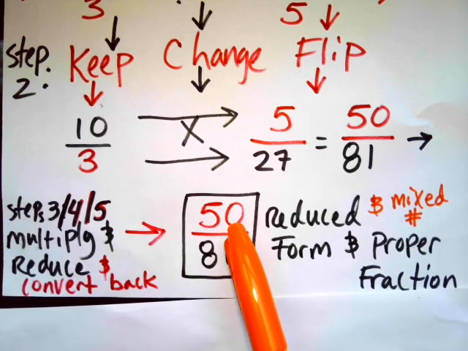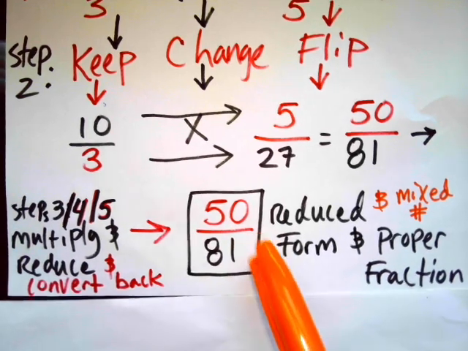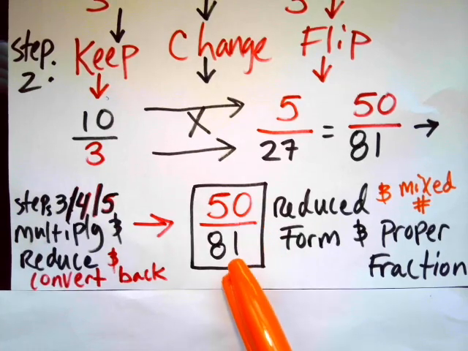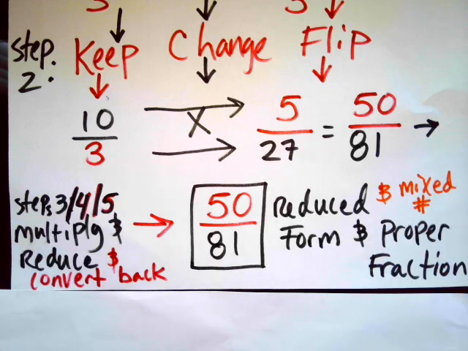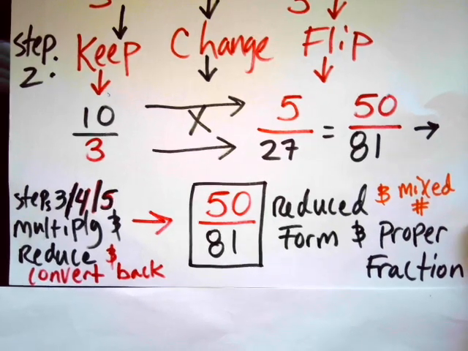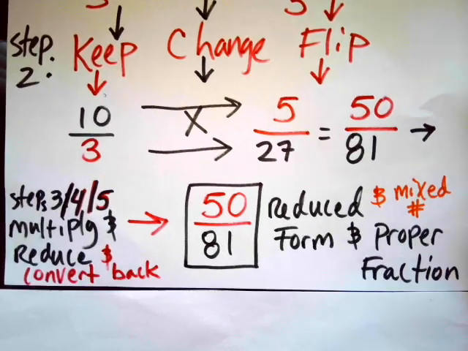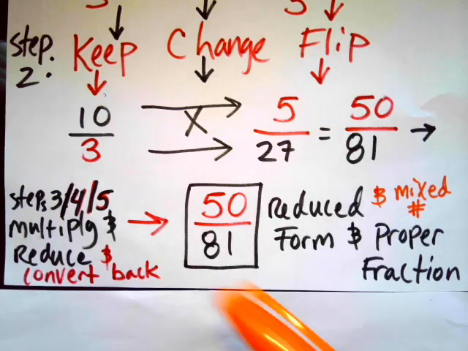But if this was a top-heavy fraction, and let's just say the 81 was on top and the 50 was on the bottom, you'd want to convert it back to what's called a mixed number, like what we started with in this particular problem. That way, you would have a correct fraction. But here, again, this is a proper fraction. The top number is smaller than the bottom number.